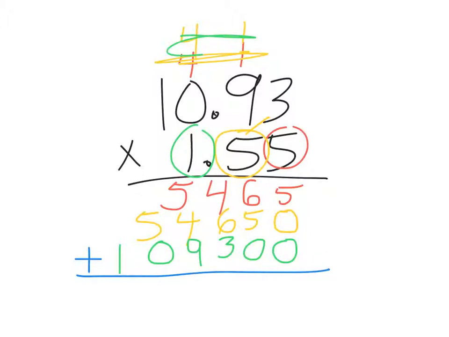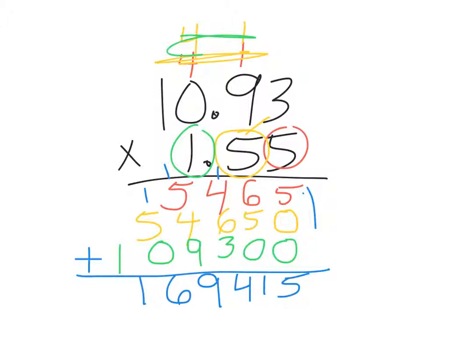Starting on the very far right, 5 plus 0 is 5. 6 plus 5 plus 0 is 11, so I'm going to carry my 1 up here. 1 plus 4 plus 6 plus 3 is 14. Carry my 1. 1 plus 5 plus 4 plus 9 is 19, so I carry my 1. 1 plus 5 plus 0 is 6, and then 1 plus nothing else is 1. So this is going to be our answer. However, since our original problem had some decimals in it, my answer will also have a decimal in it.